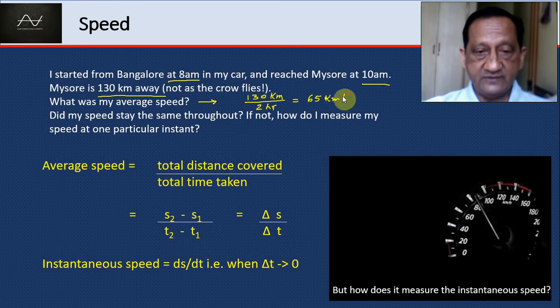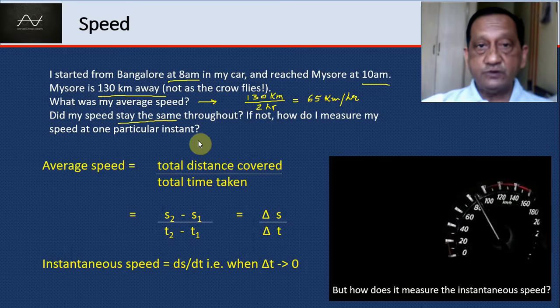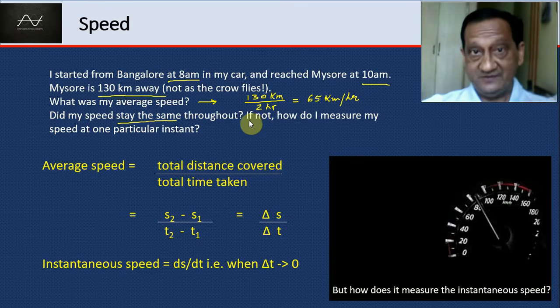But the question that we're asking is, did my speed stay the same throughout? Obviously not. When there was no traffic, then I actually speeded to 100 kilometers per hour. When there was traffic, I had to slow down. In fact, I completely stopped to have some coffee and the time was ticking away. Right? I'm only measuring the total distance covered, 130 kilometers, and I'm only measuring the total time taken, 2 hours. Then the division of the two gives me the average speed.